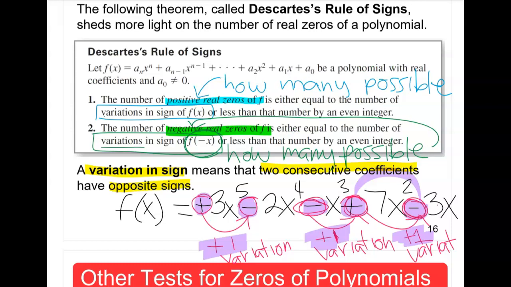Okay, so what does that mean? It means that we have 3 variations.